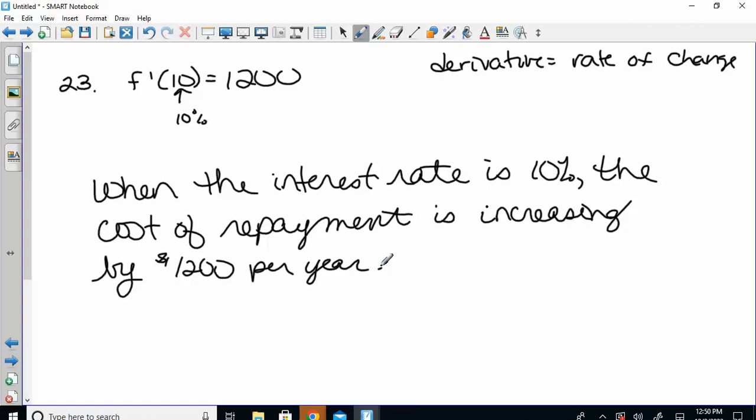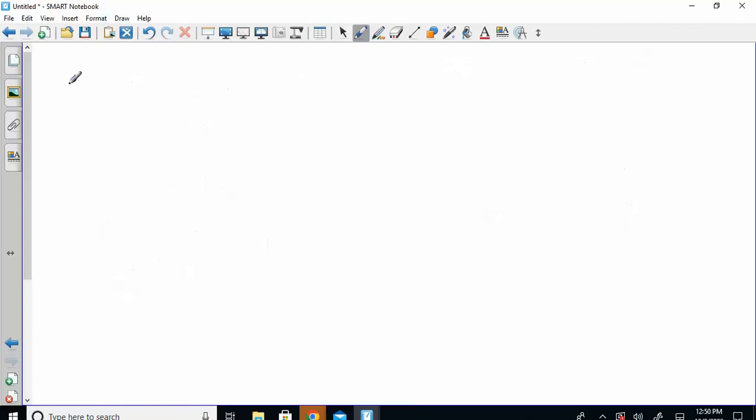So it tells me when the interest rate is 10%, my cost is going up $1,200. It doesn't tell me what my actual cost is, just how my cost has changed. You guys understand the difference there?